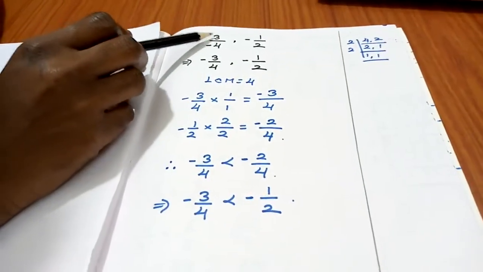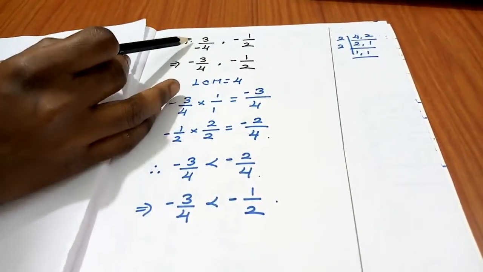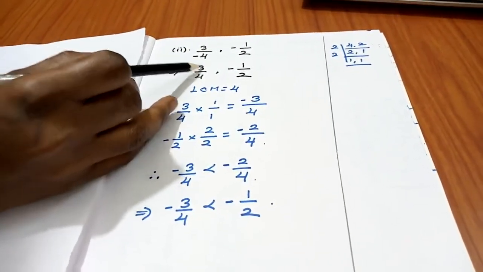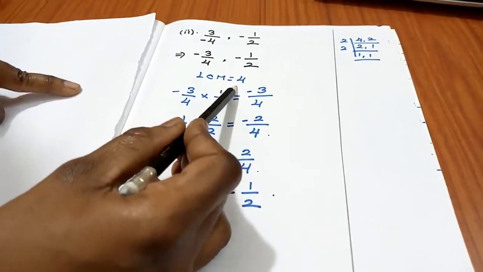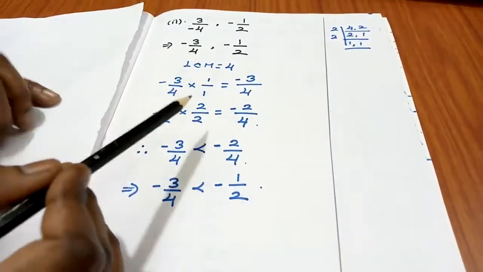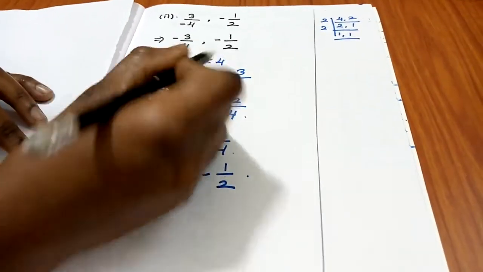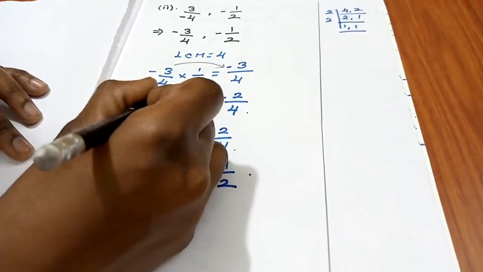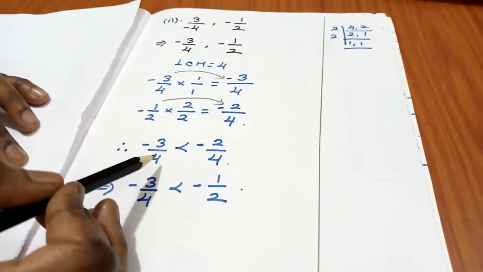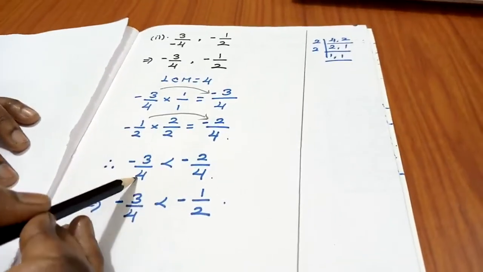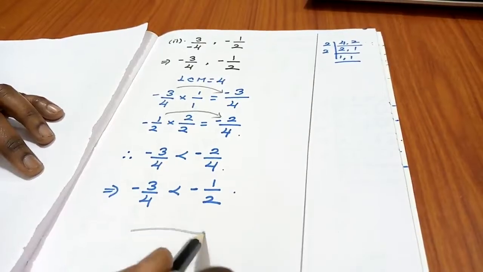The next question, 3 divided by minus 4 comma minus 1 by 2. We are going to write the negative sign like this, students, that is minus 3 by 4 comma minus 1 by 2. Take the LCM, you will get the LCM as 4. After getting the LCM, I am going to write the question. Minus 3 by 4 will remain as minus 3 by 4. Minus 1 by 2, I am writing it as minus 2 by 4. Compare the values. Here minus 3 by 4 is less than minus 2 by 4. So this is the value I am getting here.